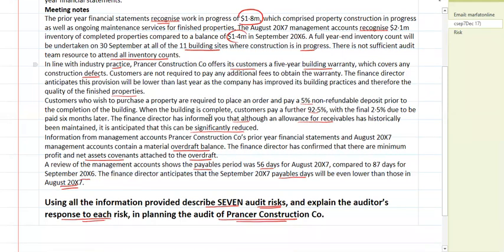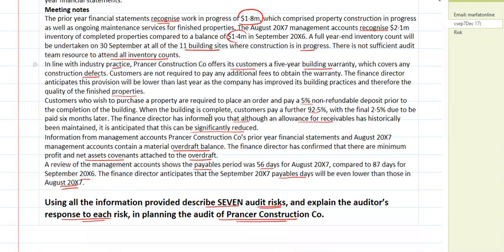So the next is the customers who wish to purchase a property are required to place an order and pay a 5% non-refundable deposit. Now, according to IFRS 15 revenue from contracts with customers, revenue should be recognized when the performance obligation is met or satisfied. There is a risk that revenue may be immediately recorded rather than when the performance obligation is satisfied, resulting in the overstatement of revenue.